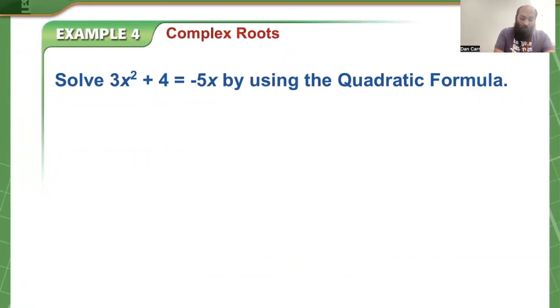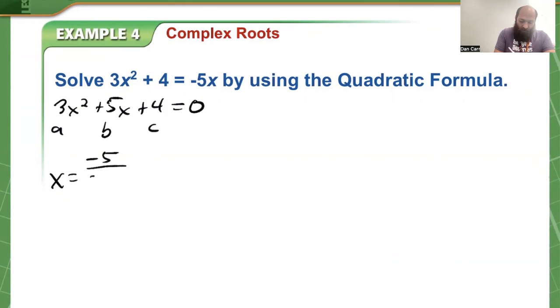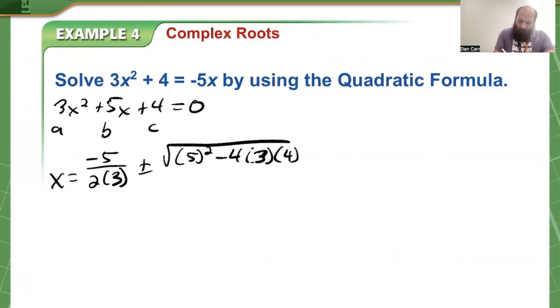Okay, like always, make it equal to 0. So 3x squared plus 5x plus 4 equal to 0. Here's a, b, and c. And I'll do this one separated. So I'll do opposite of b, so it's negative 5 divided by 2 times a, plus or minus the square root of 5 squared minus 4 times a times c, all over 2 times a. All right, that's clear. So that'll be negative 5 over 6.